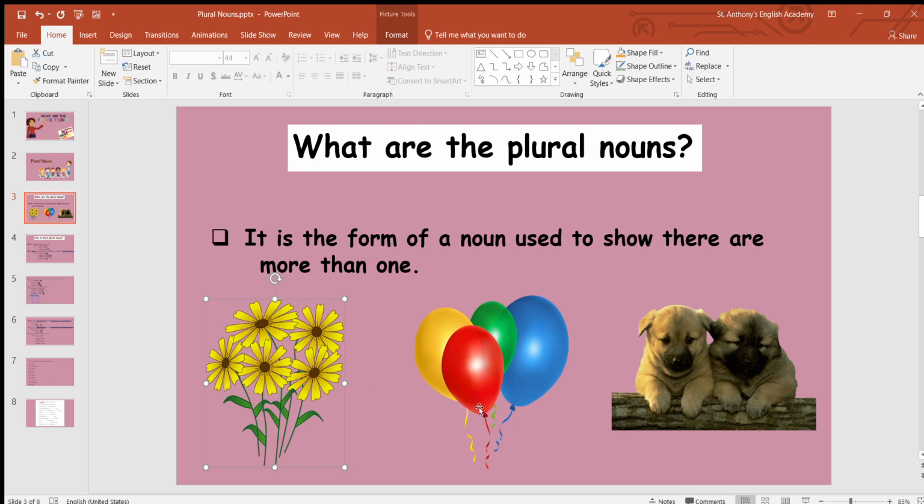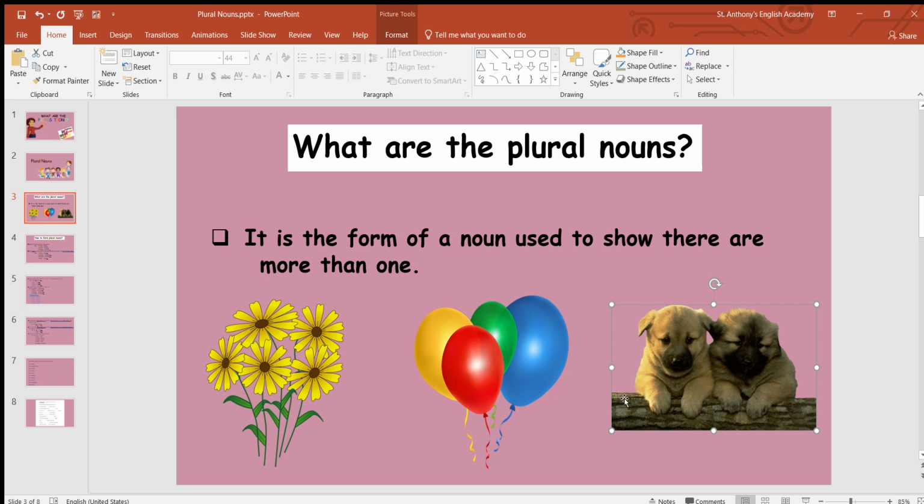Okay. Look at this picture. There are 4 balloons here. That means more than one balloon. So if there are 4 balloons, this is a plural noun. Because there is more than one, we call it a plural noun. And look at these 2 cute puppies. There are 2 puppies. That means more than one. Then this is also a plural noun. Here the puppies are therefore a plural noun.